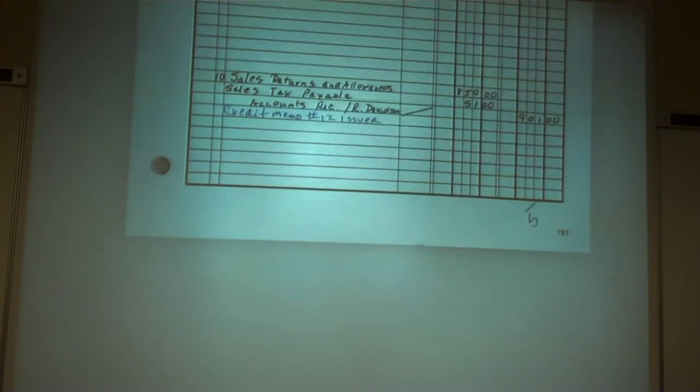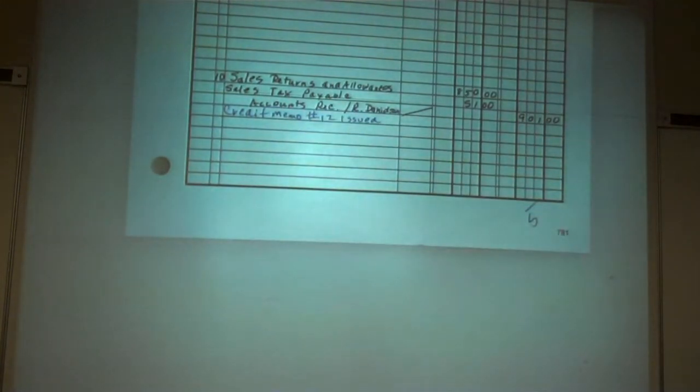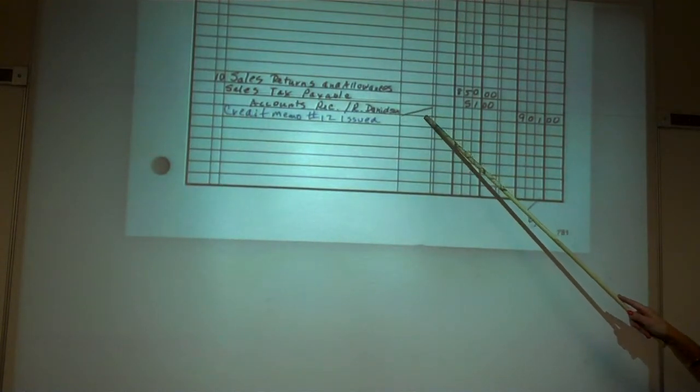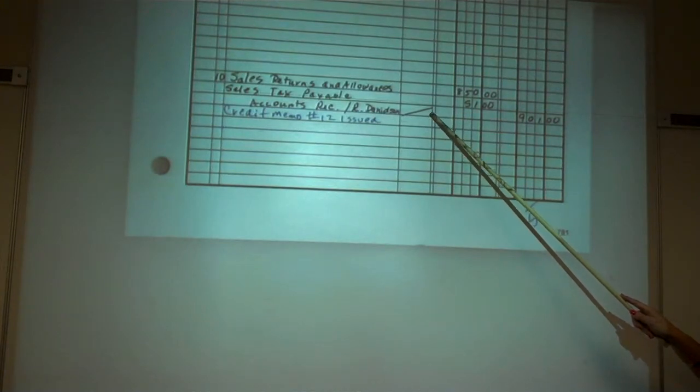When you return something, you want your sales tax back. And then we have accounts receivable again, our diagonal. This one was R. Davidson, and then the diagonal in the post reference. If you'll do it as you're writing the transaction in the journal, then you'll remember that you have to post it twice. In this book, we don't have account numbers for the subsidiary ledger where we have all of these customers. So what do we put here when we post it?